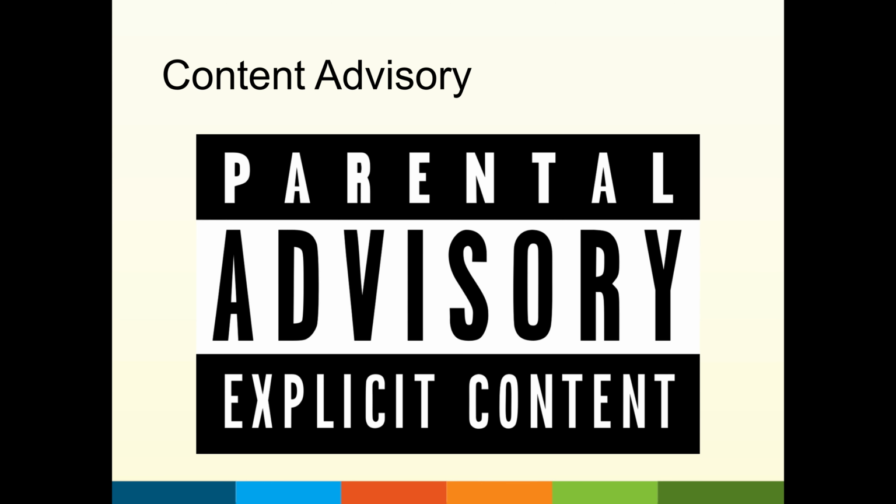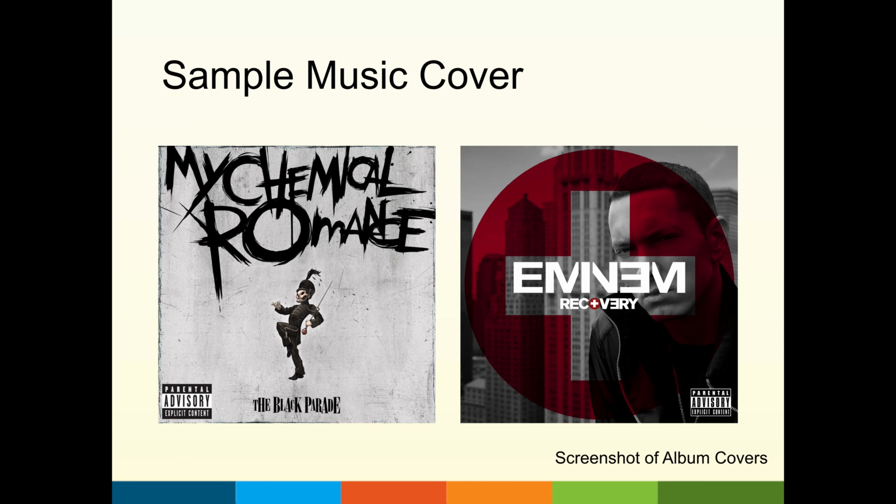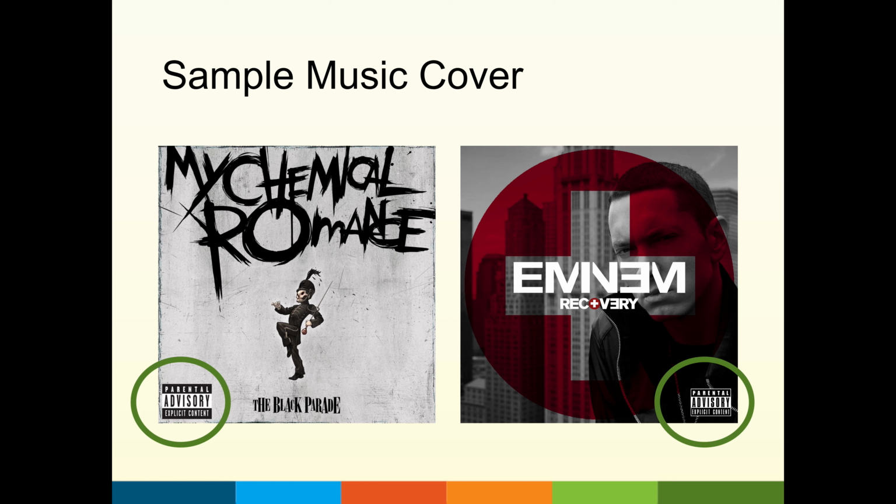Content advisory is often a topic of discussion when it comes to any type of media, whether it is music, movies, or video games. For music albums, there's the parental advisory label that you see in front of you. These are two examples of music album covers. Do you know where you can find the content advisory label on CDs? For music albums, the content advisory labels are typically located on the front cover in the lower right or lower left corners. These labels are optional and may not appear on all albums.